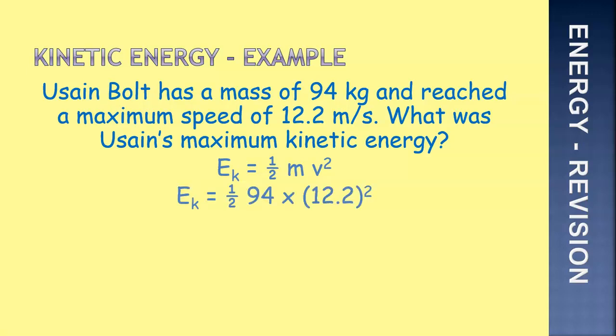His mass is 94 kilograms, so that's half times 94, and his velocity is 12.2. So that's 12.2 squared. Now we do that before anything else in the equation. We come up with a value of half times 94 times 148.84. That's 12.2 squared. Multiply that by 94.